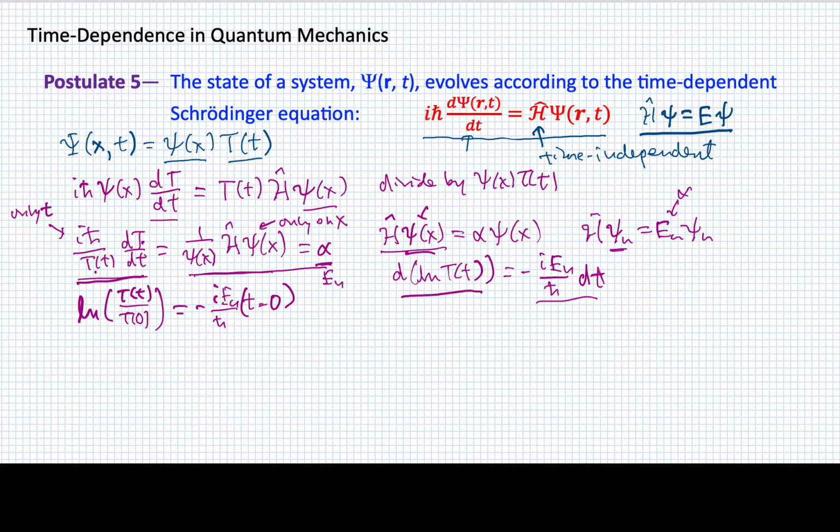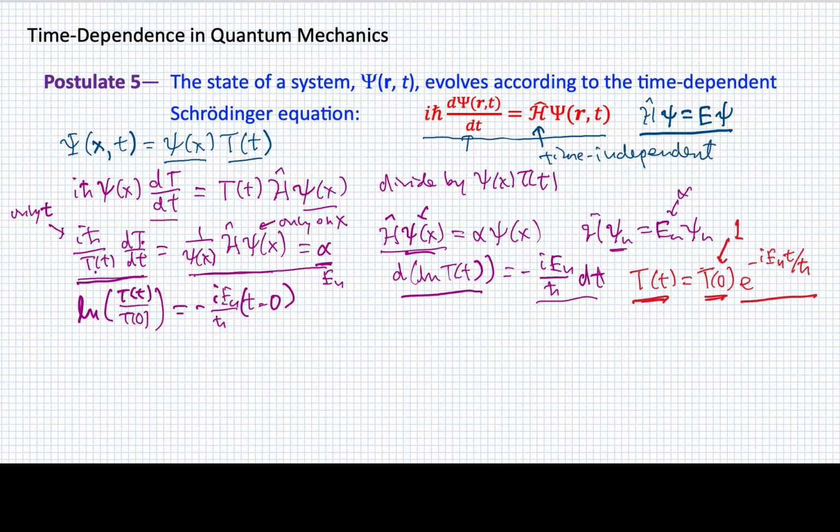Okay, so when I actually solve this for T(t), what I'd find is that the time-dependent part of this equation, and I'll put it in red over here to really emphasize it, the time-dependent part is just going to be its time-dependent part at time 0 times e to the minus i E sub n t divided by h bar. All right, now this part is basically an initial condition on this. We're going to take this part to just be 1 so we can ignore it. We can just say T(t) is equal to this exponential.